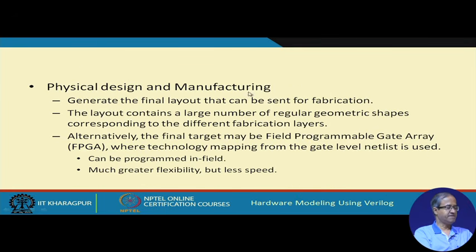And lastly, physical design and manufacturing. Here the final layout that is to be sent for fabrication is generated. At this level the layout will contain a large number of regular geometric shapes, because ultimately when you go for fabrication, you are fabricating patterns on the surface of silicon: metal layer, polysilicon layer, diffusion layer, and all of them have regular polygonal shapes. They are polygons, typically rectangles. So, at this level your specification will consist of a very large number of such regular polygonal shapes.